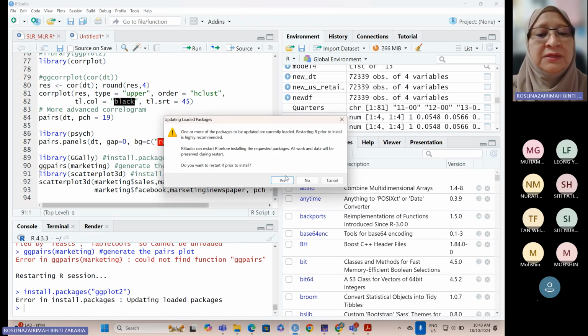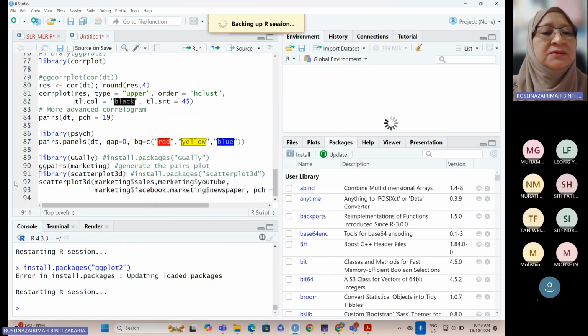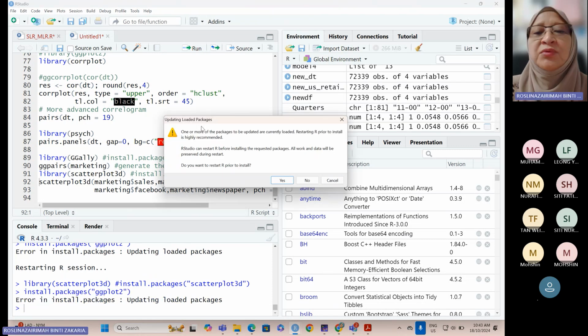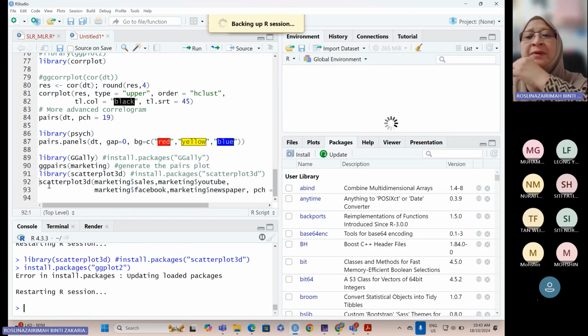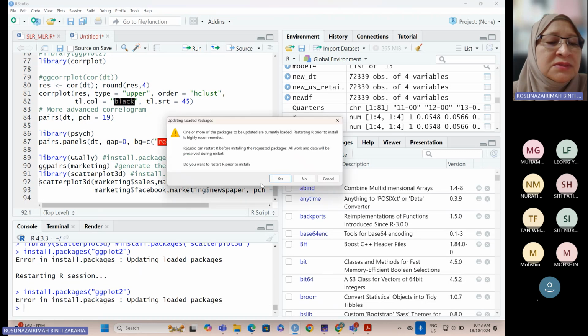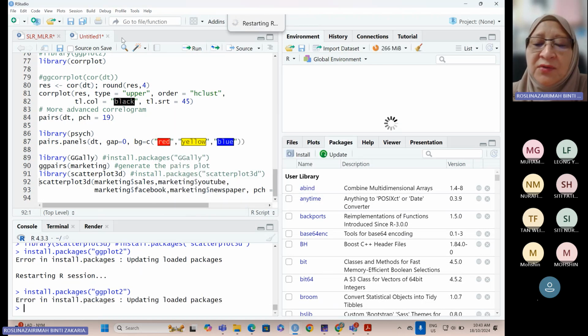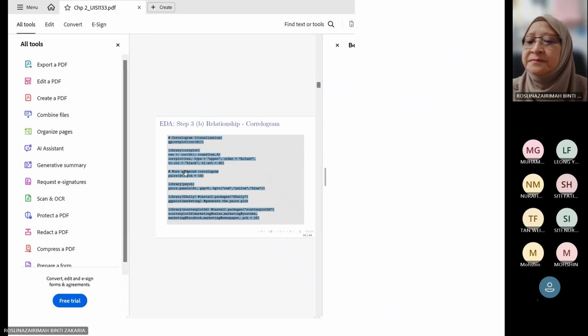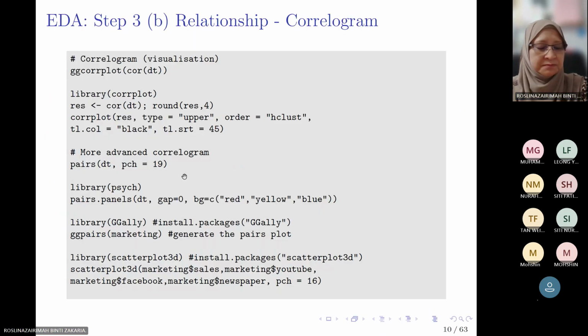There is an error. I don't understand why there's an error there. Okay, but I'll check later. This one also has an error, I don't know. Okay, but at least you get some of the plot there that you can use to generate the correlation plot. Okay, can? Is it okay?